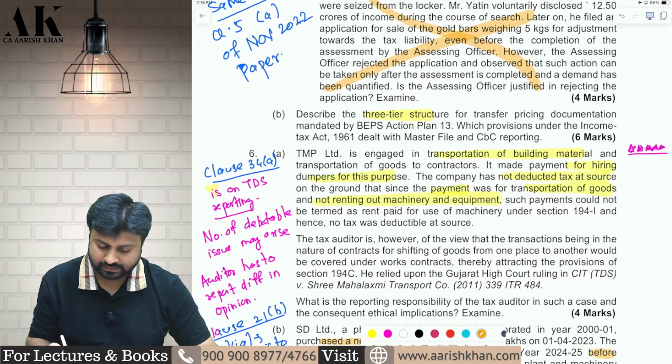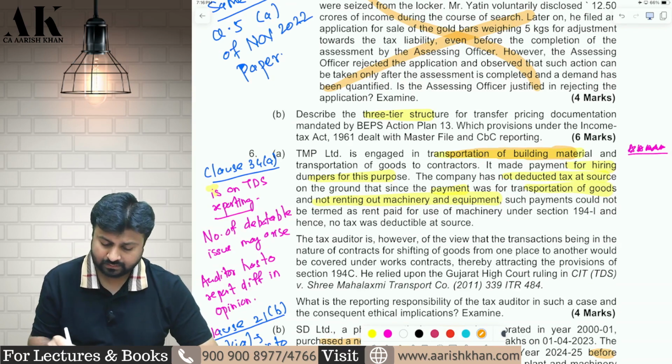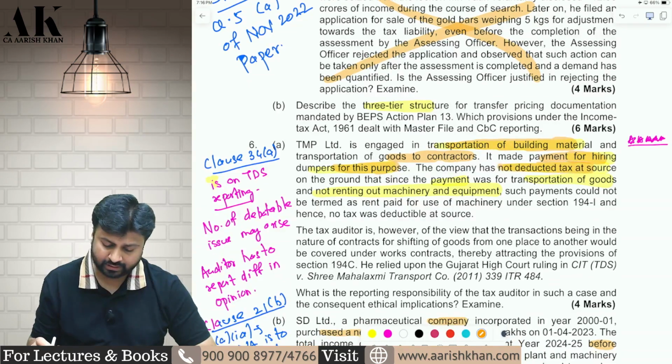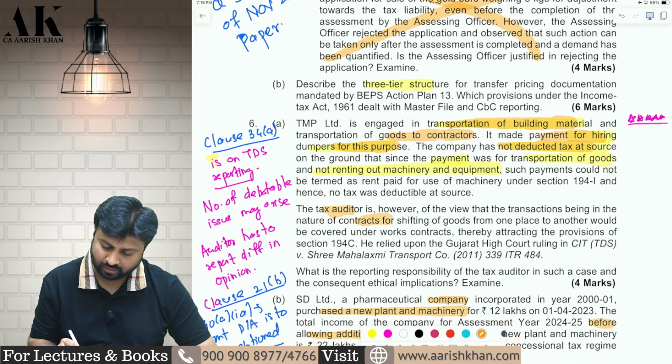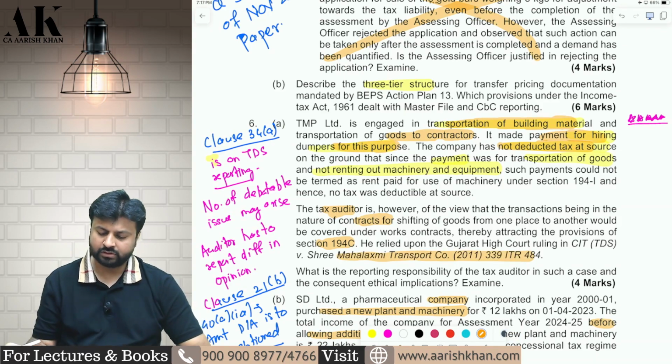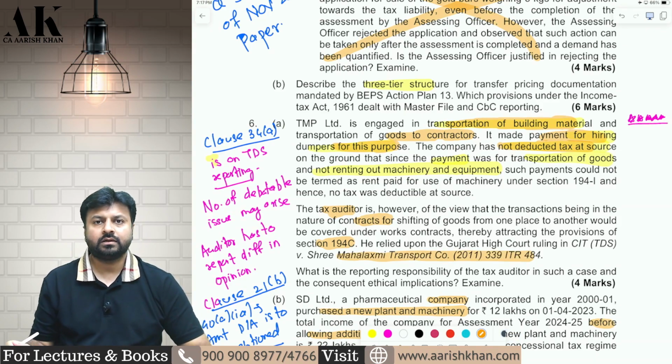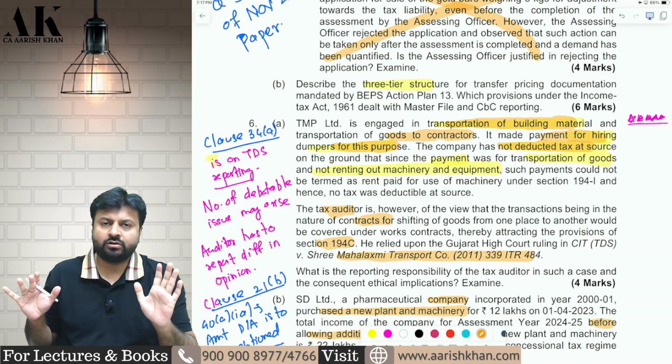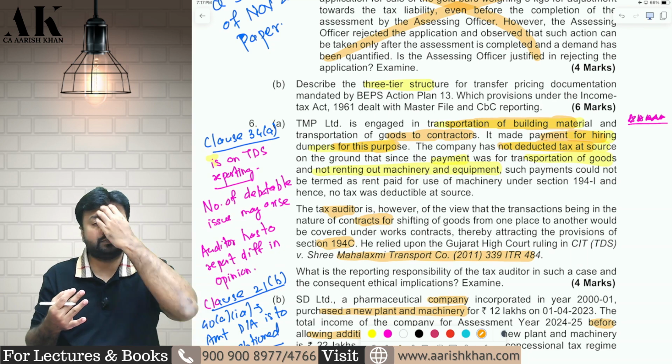So there was an assessee, TMP Limited, engaged in transportation of building material. Okay. And it is transporting building material for whom? For the contractors. It made payment for hiring dumpers for this purpose. Now the company has not deducted the TDS. Okay. The auditor is of the view that it is a contract, therefore 194C is applicable, and the auditor is giving a reference to a judgment of the Gujarat High Court. So the assessee is saying that it is not subject to TDS, but the auditor is saying that it is subject to TDS. What to do?